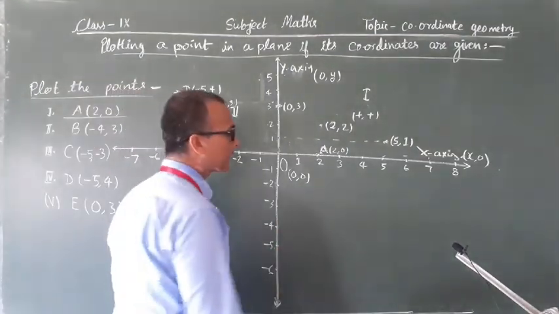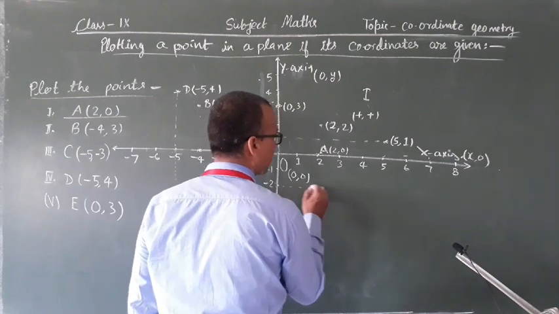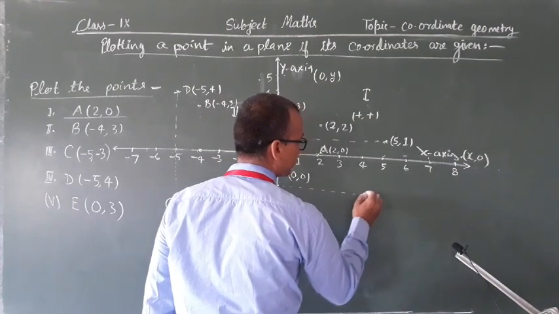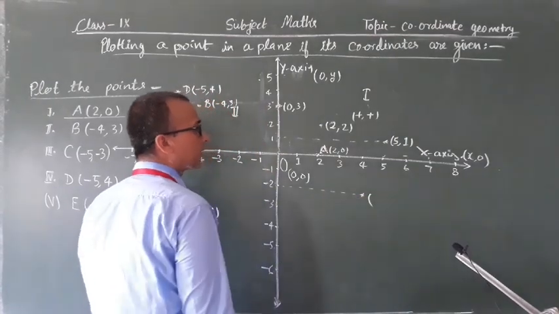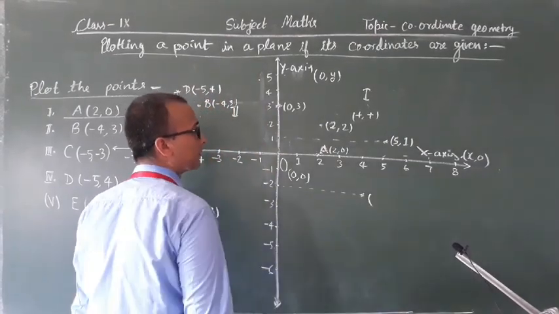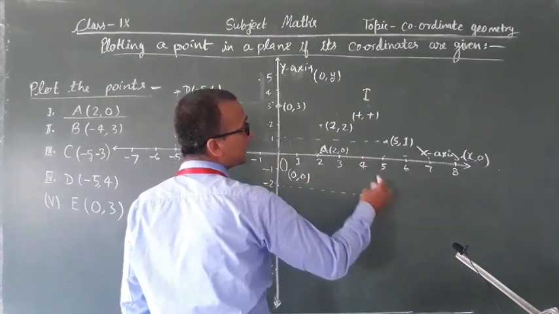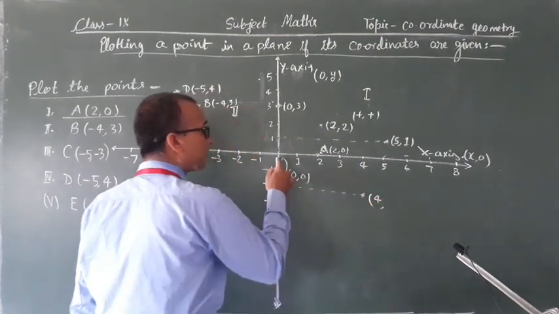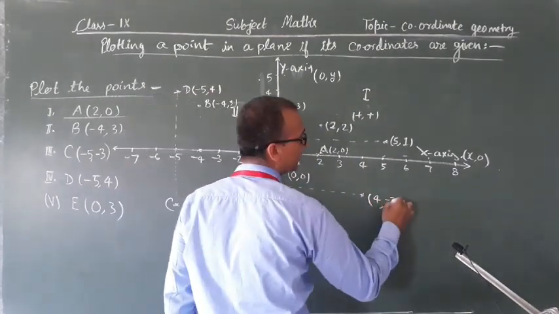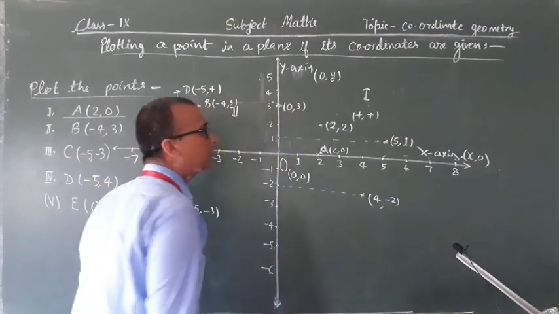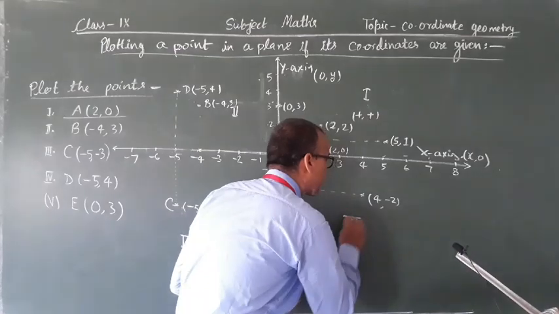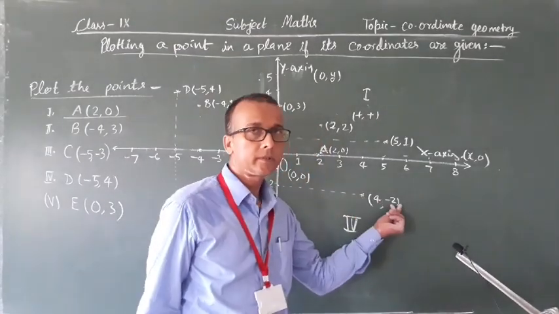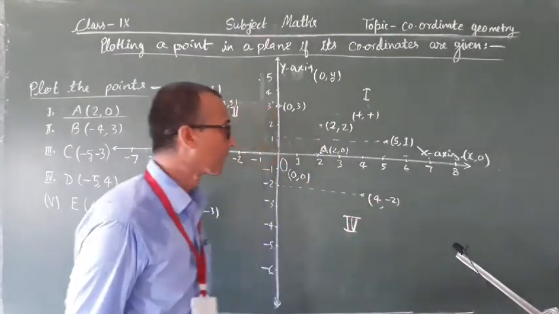Let us discuss the fourth quadrant. Let us take any point that is here. What will be the coordinates of this point? On the x-axis it is 4 units and on the y-axis it is -2 units. So the point will be in the fourth quadrant and it is (4, -2).